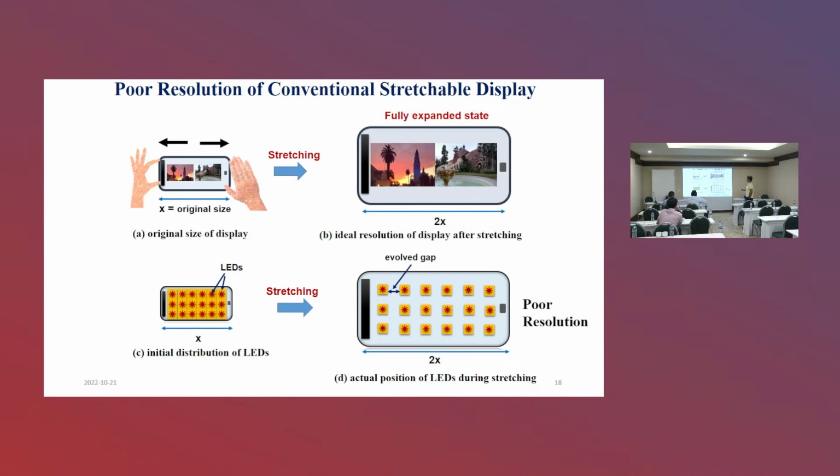As I said, the reconfigurable display, so what does that mean? For example, if this is your iPhone or smartphone, and you want to increase the display size, make it double. Let's say you stretch your phone like this. During the stretching process, ideally we should have the same image resolution, right? But practically we don't get it.